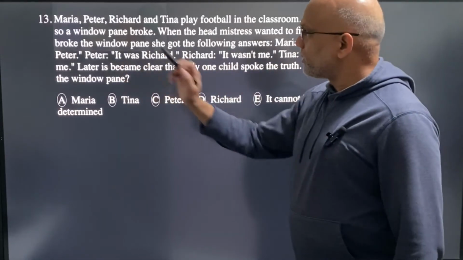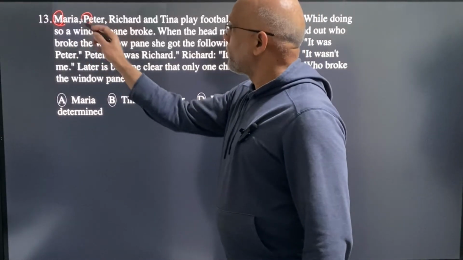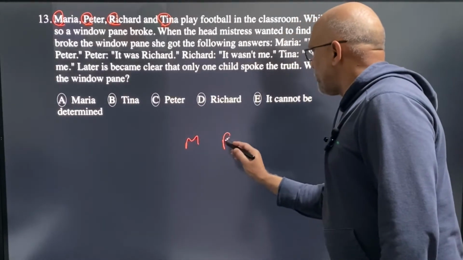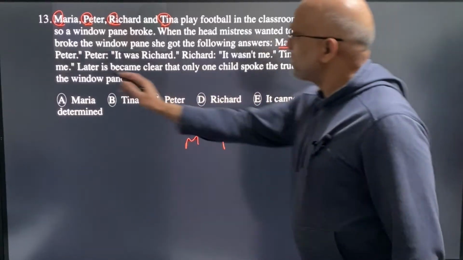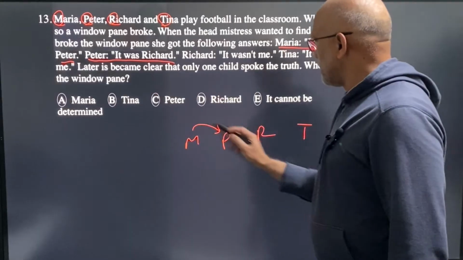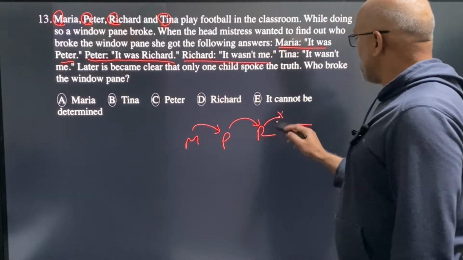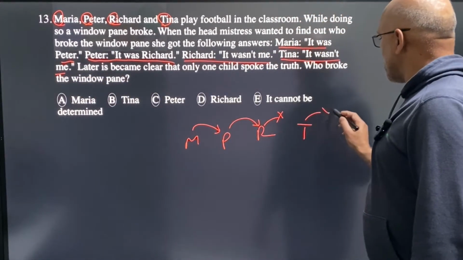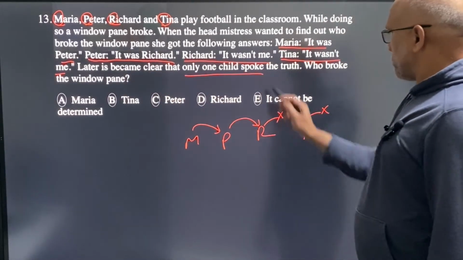Maria: it was Peter. Alright, so there is some blame game going on. Let me write down the names: M for Maria, P for Peter, R for Richard, and T for Tina. Maria says it was Peter, so Maria is blaming Peter. Peter says it was Richard, so Peter is blaming Richard. Richard says it wasn't me. Tina is also saying it wasn't me. Later, it became clear that only one child spoke the truth.